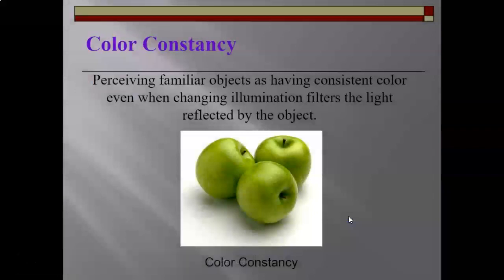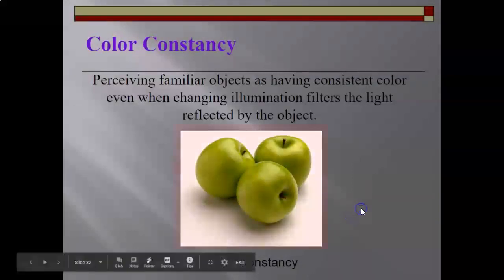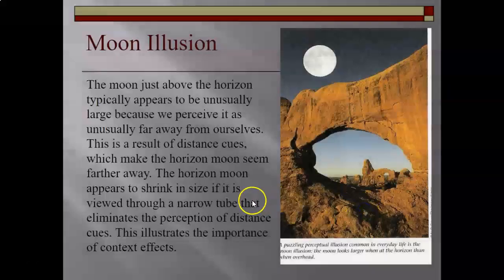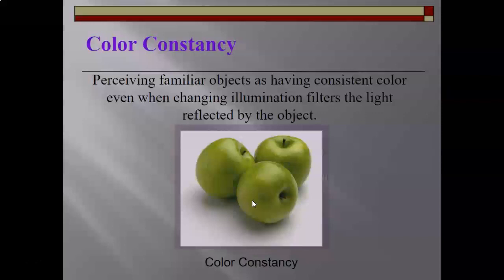We also look for color constancy. So, perceiving familiar objects as having consistent color even when changing illumination filters the light reflected by the object. So I'm going to change the filter here. You still believe that that apple is green. Those apples are green, right? No matter what filter we put on it.